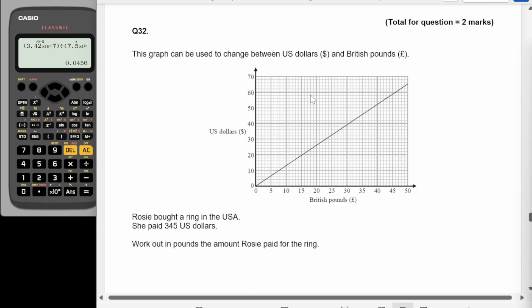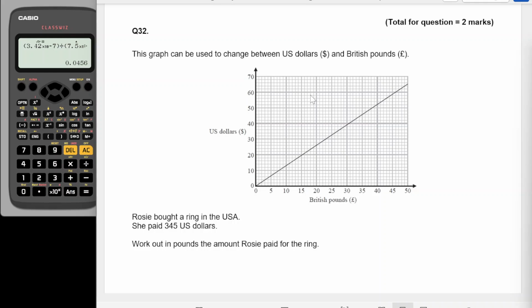Okay, question 32. The graph can be used to change US dollars to British pounds. Rosie bought a ring in the US. She paid $345 for it. Work out in pounds the amount Rosie paid for the ring. So our issue here is that we haven't got 345 on this axis. We've got a few options really, and your choice is completely up to you.